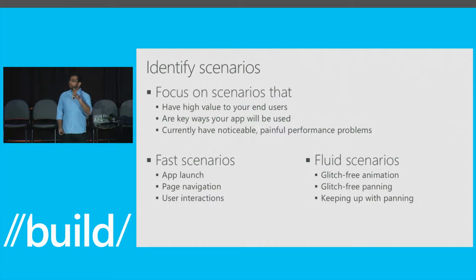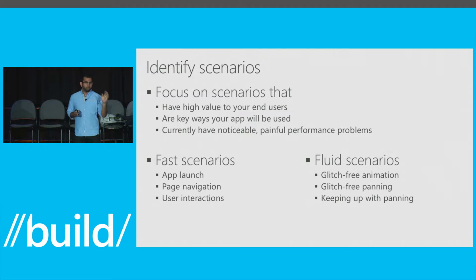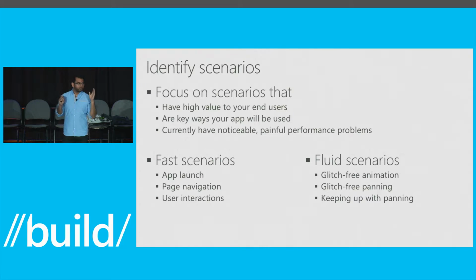The second way breaking it down into these two buckets helps is with the type of analysis we're going to do. For fast scenarios, the type of analysis we're going to do is we're concerned with going from point A to point B. We're concerned with going from the start of our scenario to the end of our scenario, from tapping on the live tile to a responsive, interactive app state. We want to make sure we get from A to B in the smallest amount of time possible.